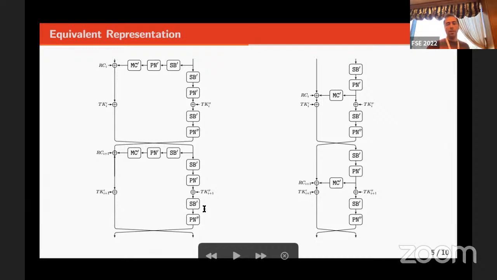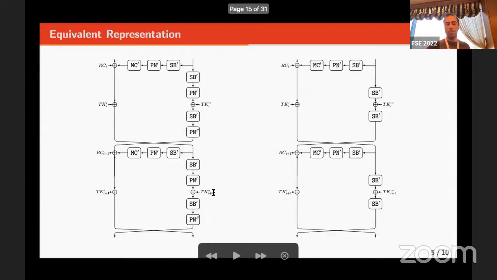And since we can swap the positions of S prime and P double prime with each other, and this P prime and P double prime are inverses of each other, they can be removed just by modifying this TK double prime. So it will be like this. And as you see, this is the new representation for the Craft block cipher. It is very similar to a Feistel network, but there is a difference: in the case of a Feistel network, this operation doesn't exist, and it is always the identity function.